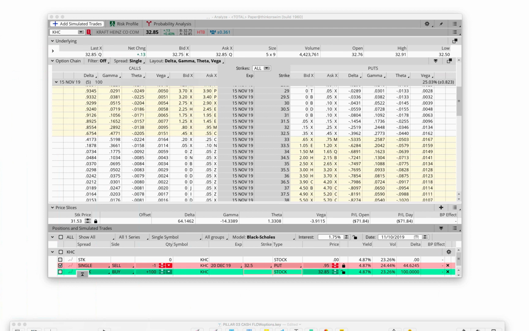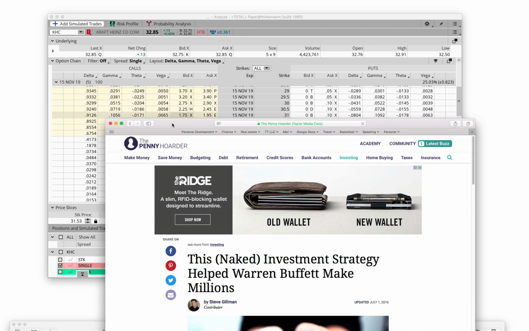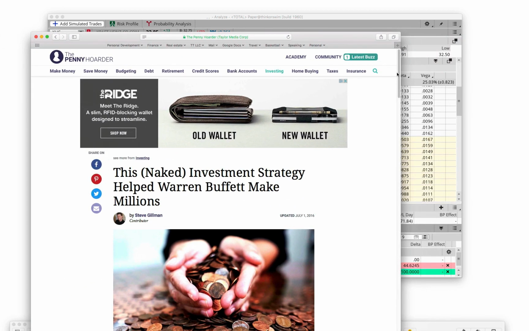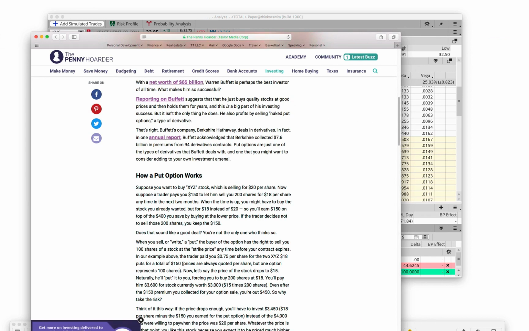Let's see if there's another one. This one is called, let me bring it up, this naked investment strategy helped Warren Buffett make millions. Well, naked, he's covered. He's got enough money to do it. But $7.6 billion from 94 different contracts that he sold. And put options are just one of the types of derivatives he deals with, one you might consider adding to your own investment arsenal. Now that kind of scares me because here they say, yeah, start selling puts.